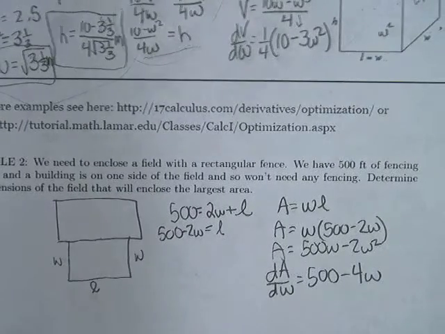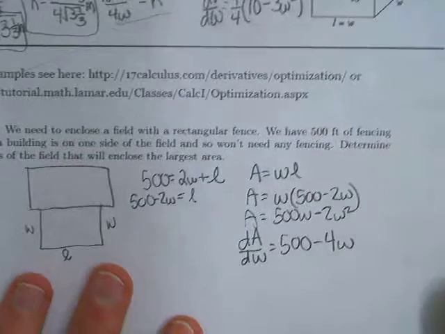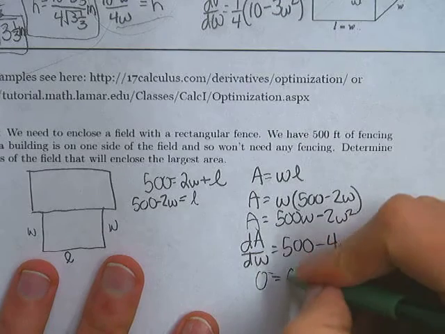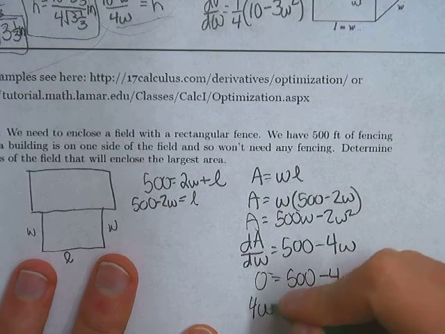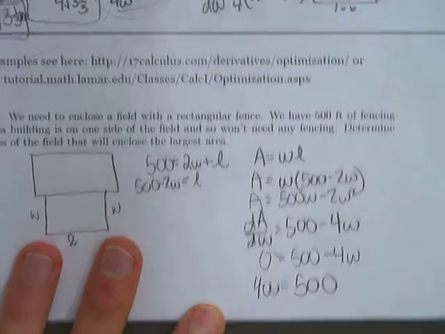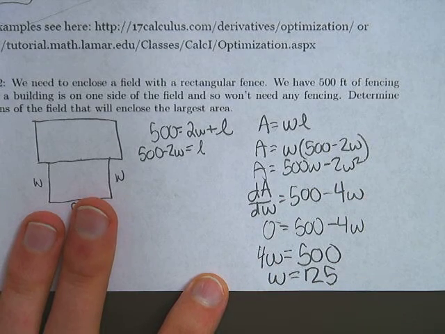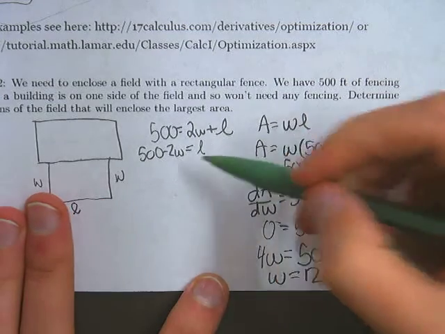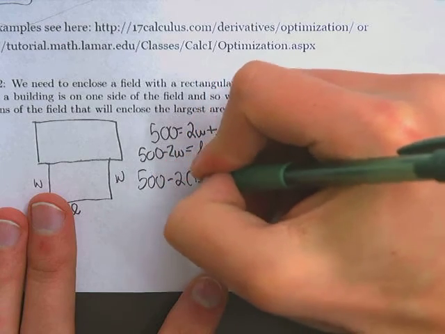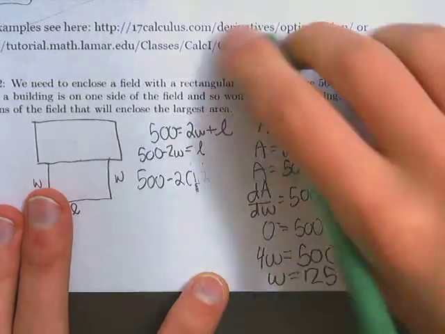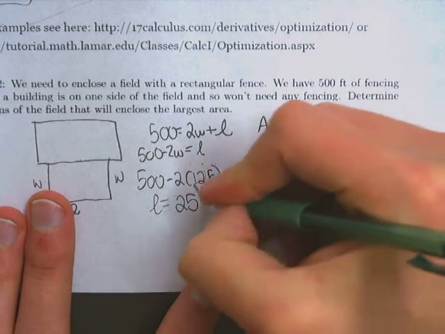And this is going to be a very nice problem. All we have to do is plug in 0, add the 4w to the other side, divide by 4, and voila, our answer. And now we just plug the 125 back into our other equation to find our L. So 500 minus 2 times 125, whoops, not 1.25. And we get that L is equal to 250.